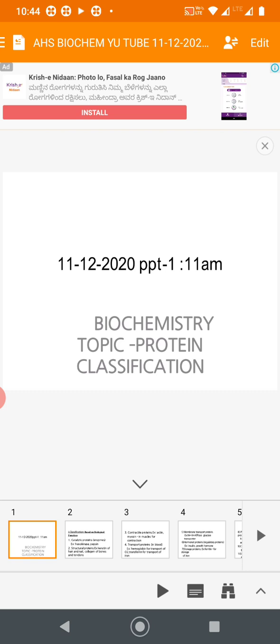So today's biochemistry class is protein classification continues. Okay, the old one is also there. For more clarity, I am repeating these things. So protein classification, you know already.